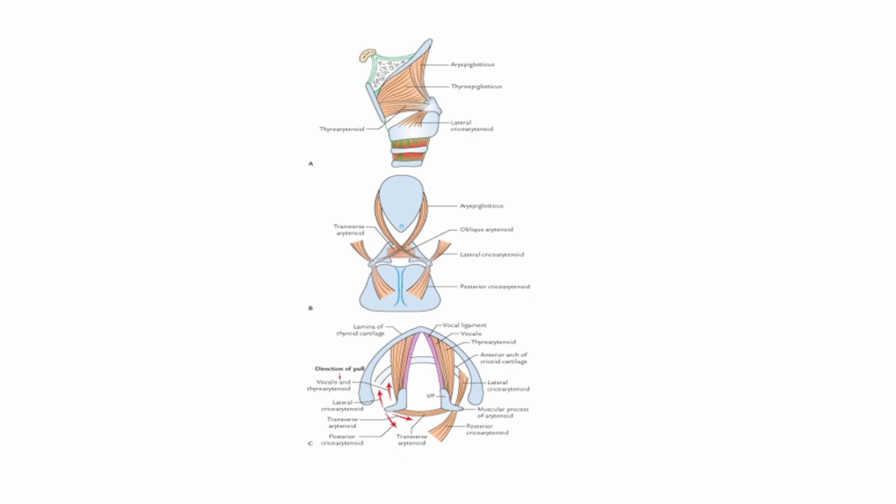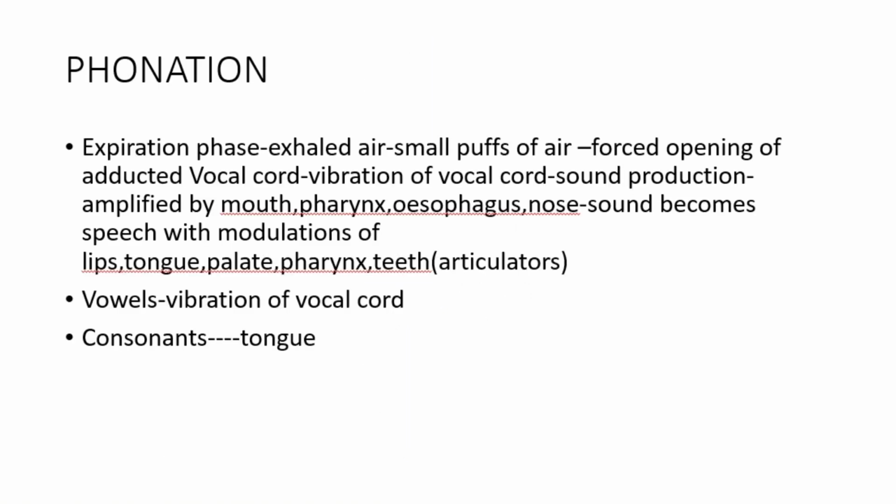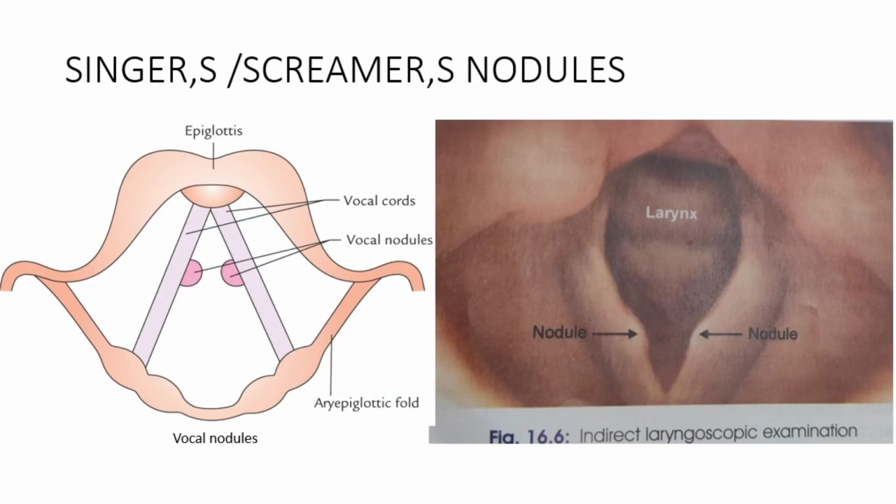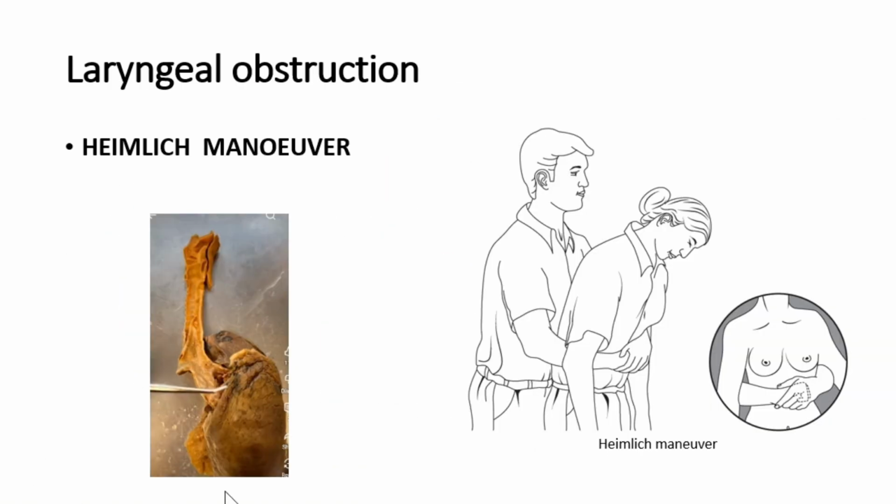I'm not going into much detail, you should know the names. So how phonation is produced, as I have shown in this picture. The air passes from the lung through here, and the phonation will be produced.